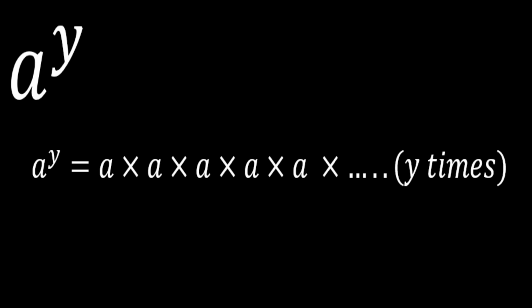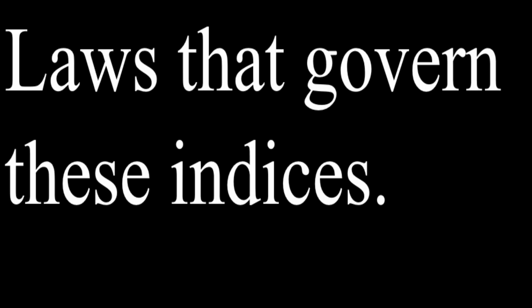Now, what does that y tell us? y just tells us the number of times that a is being multiplied. In other words, we are saying that a is being multiplied, that is a times a times a times a, y times. Now, today we want to discuss the laws that govern these indices. So we are going to discuss 6 laws that govern these indices.